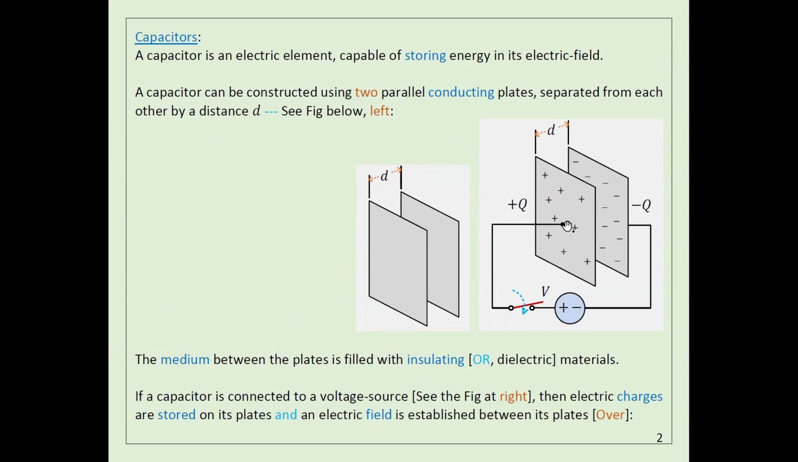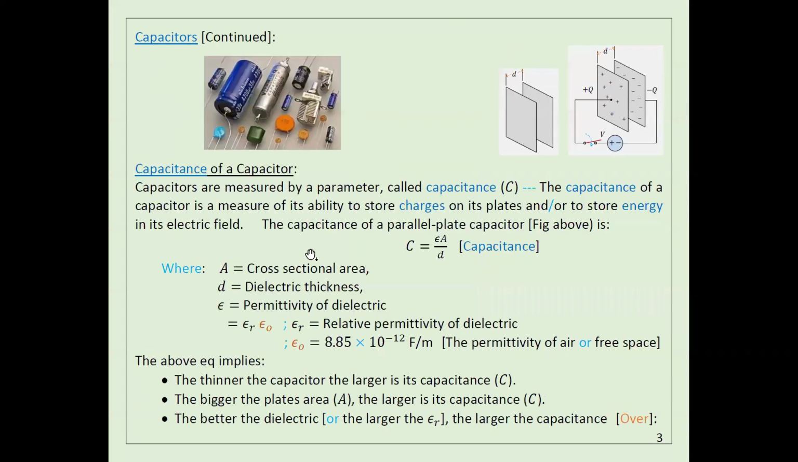So what happens when you connect this plate to a voltage source this way and this plate to a voltage source? The charges are going to move from here, and then this plate is going to have some charges. The other one is going to have negative charges. So this plate is connected to the negative side. This one has positive charges, the other negative charges, and between them there is an electrical field. Okay, and this is how the energy is stored in the form of electric field.